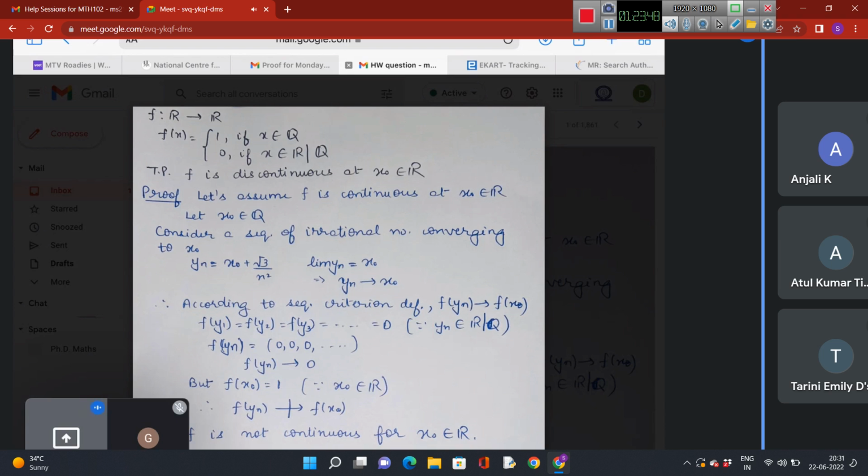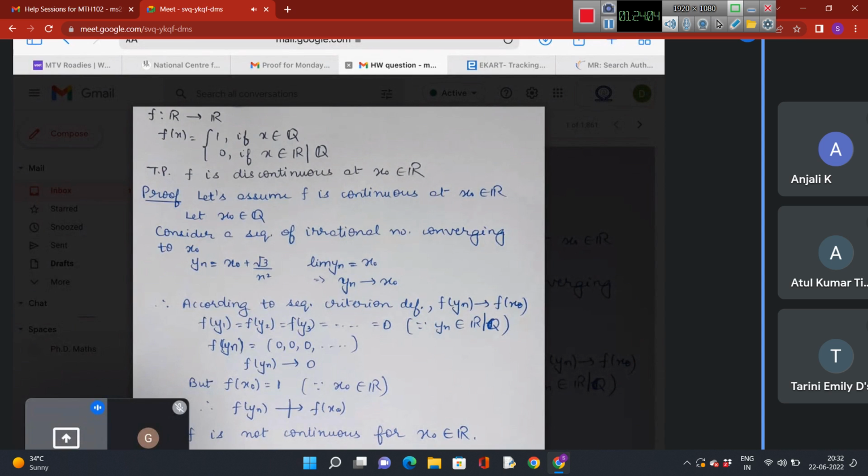But x naught is rational, so f of x naught should be 1. A constant sequence 0 converges to 0. But here f of y n is not converging to f of x naught, which is 1. Therefore f is not continuous.